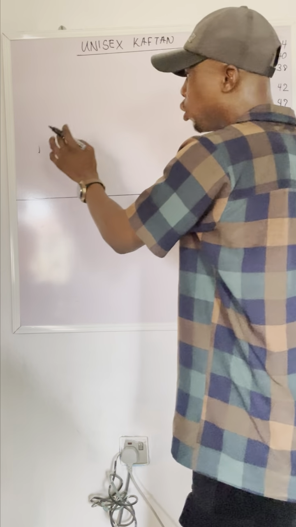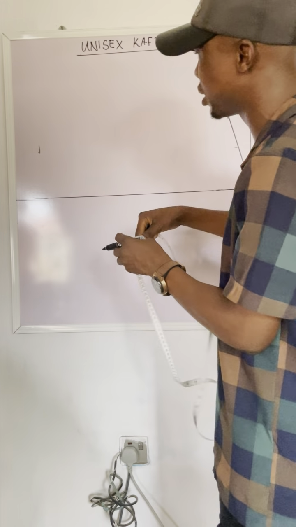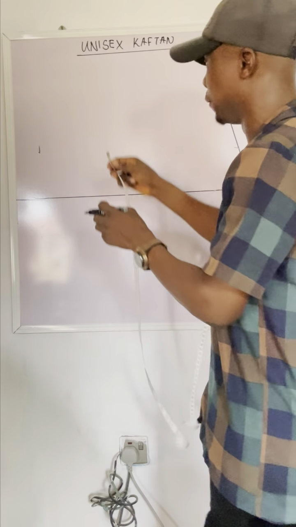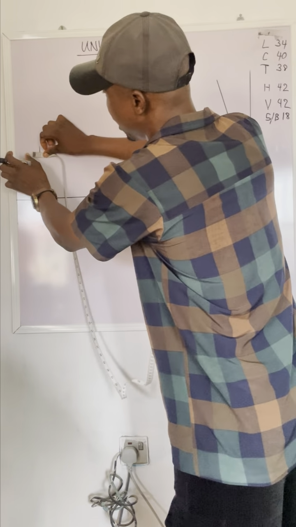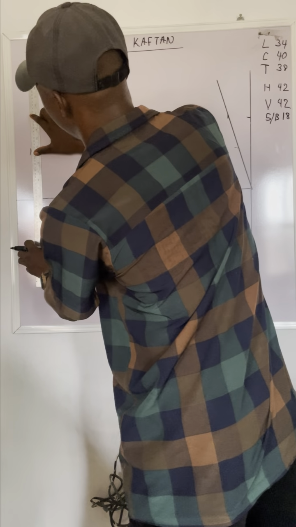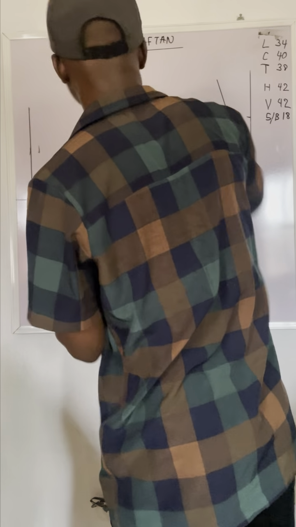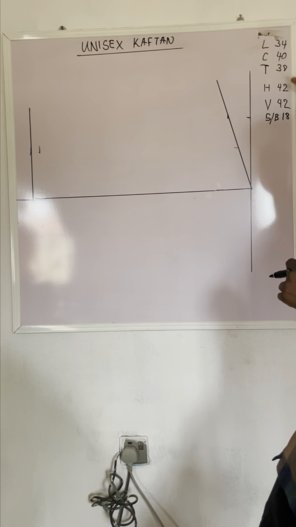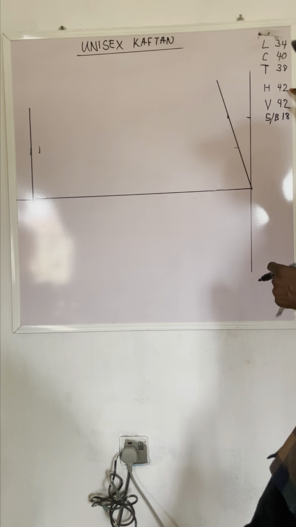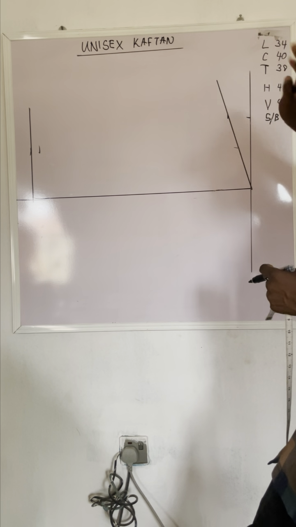From the whole length, what you need to do now is add 1 inch hem allowance. Just add the 1 inch like this. You understand? Now, just take your ruler and rule it out like this. Good. You look at your measurements and you pick the highest figure in the measurements. This is what we are going to use to cut the front pattern.